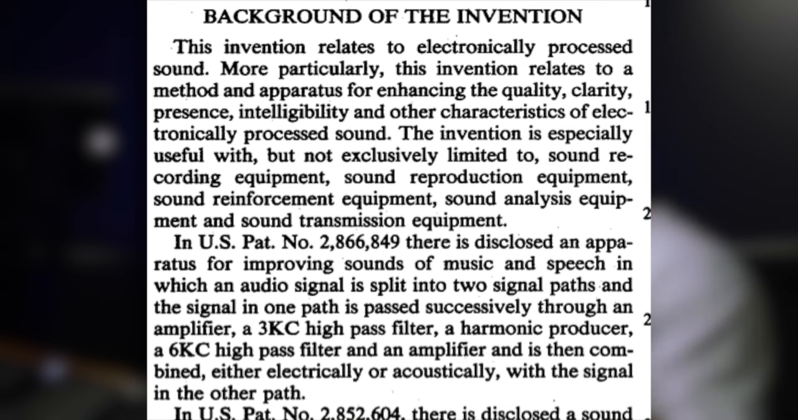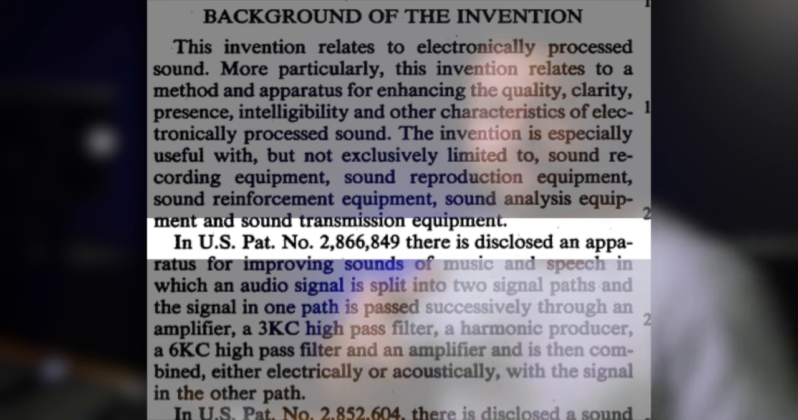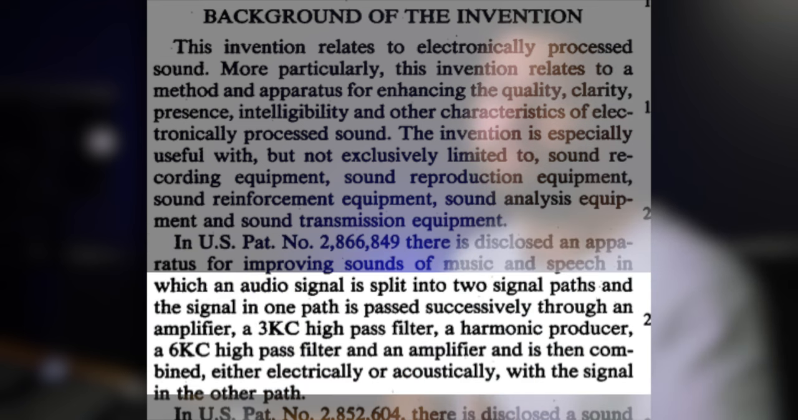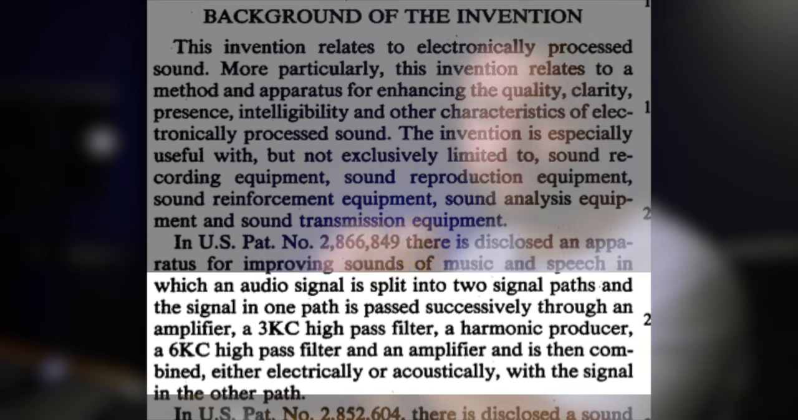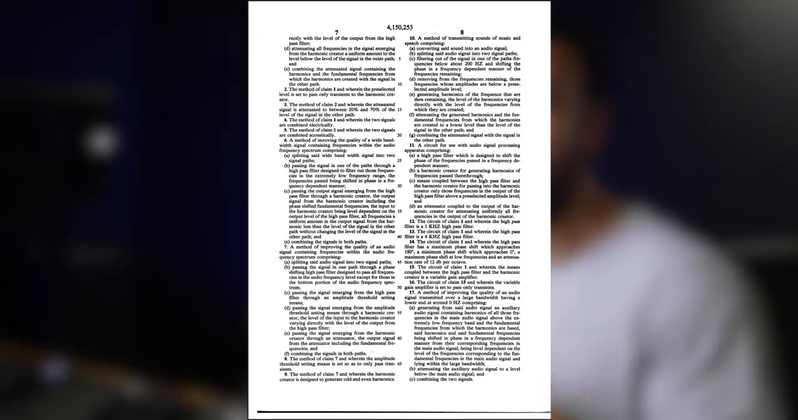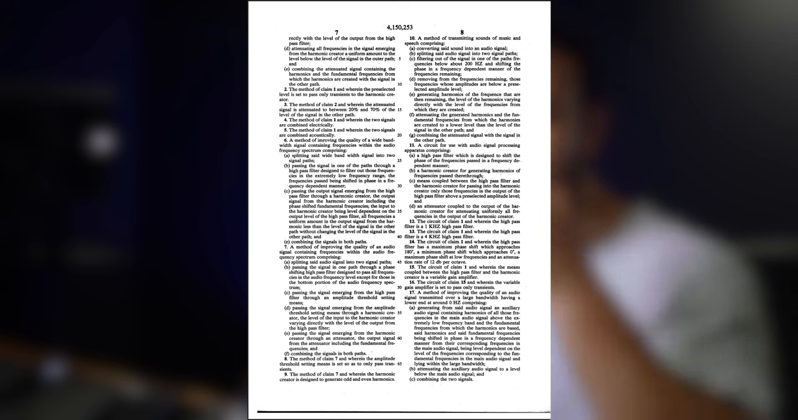That patent actually references in the background of its invention patent number 2866849, which describes an exciter type model which uses two parallel paths, one with a 3 kHz high pass filter into a harmonic producer and a parallel 6 kHz high pass filter, which are then summed together, which makes the exciter component. And that's further expanded on in the patent claims for using multiple filters in the exciter's circuit design. And that's important to note here.